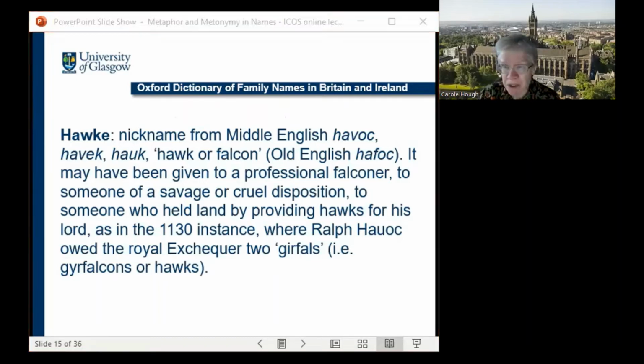The book gives three possible explanations, all of which may account for different occurrences of the surname. A professional falconer, metonymic, occupational. Someone of a savage or cruel disposition, metaphorical, characteristic. Someone who held land by providing hawks for his lord, metonymic, occupational again. In at least one instance, though, it can be linked directly to the third alternative, someone who held land by providing hawks. Ralph Havoc, who owed the Royal Exchequer two hawks in 1130. Prosopographical information like this is precious as the only definitive evidence in favour of one interpretation rather than another.